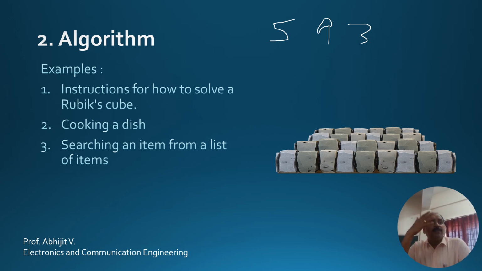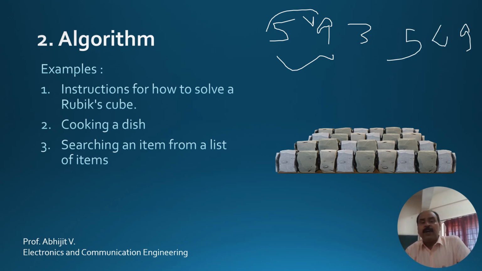A scientific way of approaching this would be to compare 5, 7, 9. You want to arrange this in ascending order. You compare 5 and 9. 5 is less than 9, so if 5 is less than 9, swap it.